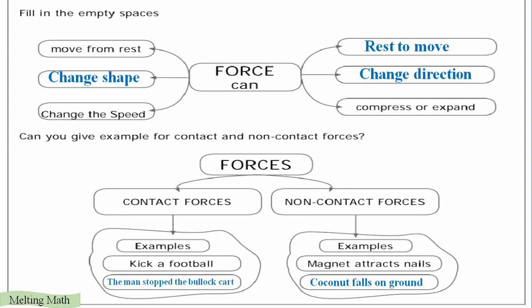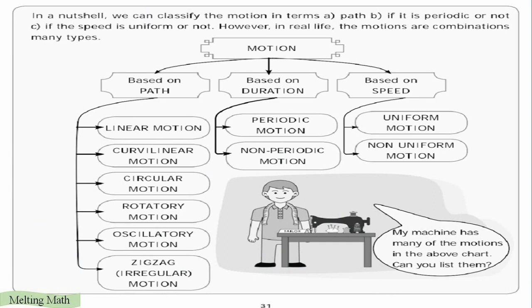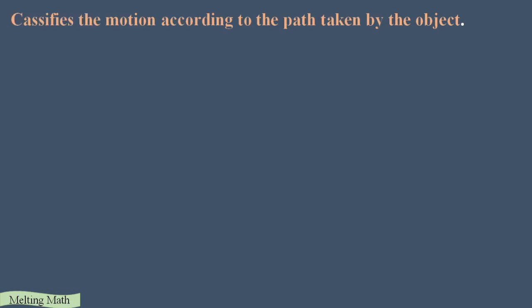Okay, next they classified motion based on three parts: based on path, based on duration, based on speed. Let's see based on path. Based on path, they split it into linear motion, curvilinear motion, circular motion, rotatory motion, oscillatory motion, and zigzag or irregular motion. Based on duration, they split it into periodic motion and non-periodic motion. Based on speed, they split it into uniform and non-uniform motion. Upcoming, we will discuss this briefly. Okay, based on path, let's see.